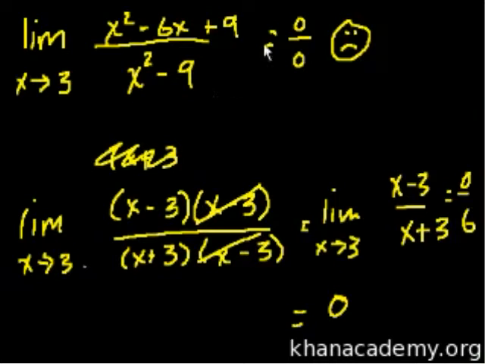And I know what you're thinking. This was 0 over 0. Is every time I get 0 over 0 going to end up just becoming 0 when I evaluate the expression? Well, let's explore that. Let me clear this.